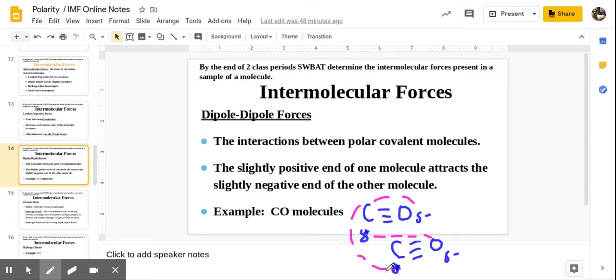So these slightly negative and slightly positive are going to be attracted to each other constantly. So that makes it a little bit stronger than the LDF.